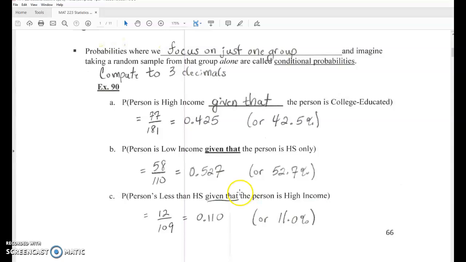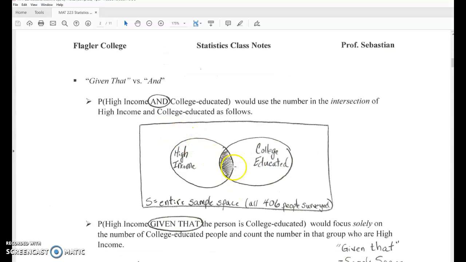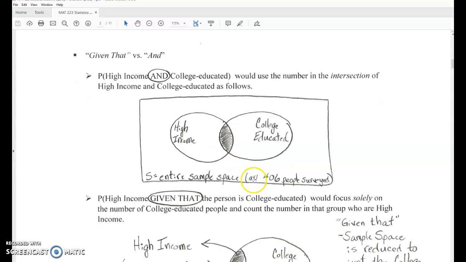So the way to understand that with the and is to think of this Venn diagram. If I draw this box, that represents S, which is the entire sample space, all 406 people surveyed. And when you say high income and college educated, these represent a portion of that sample space. And the word and means it has to be in both of these. So that is where they overlap. That's the intersection of where they overlap.